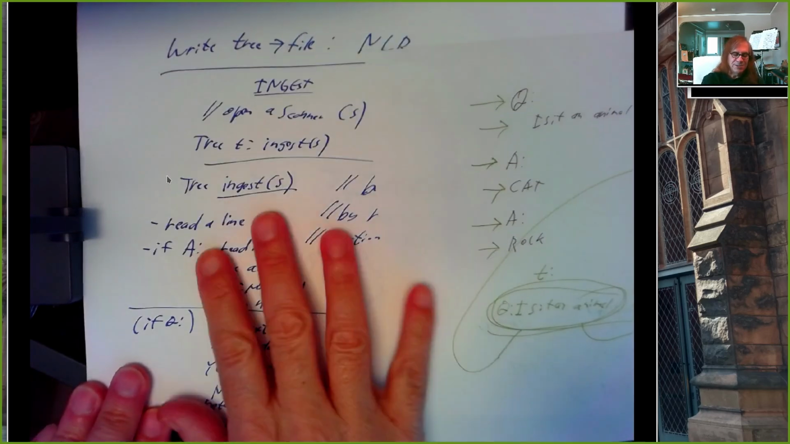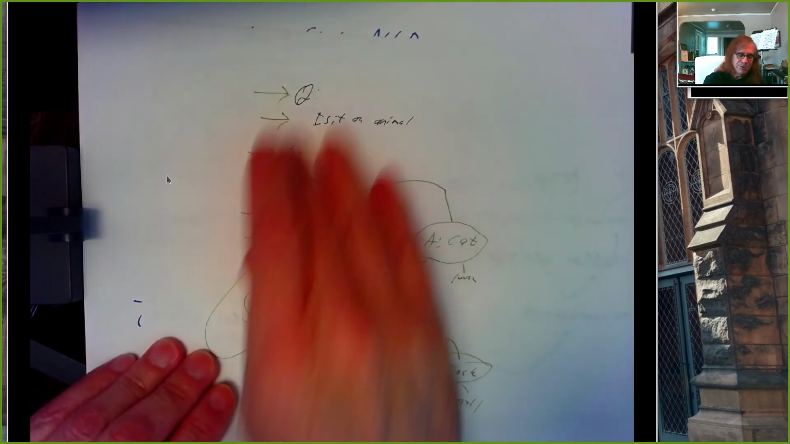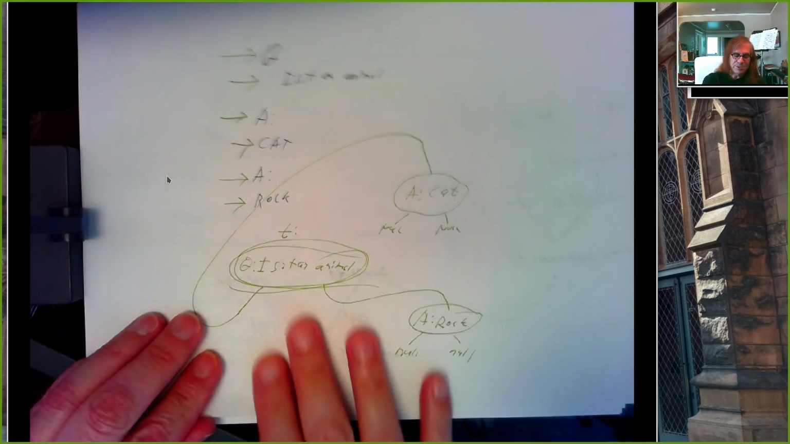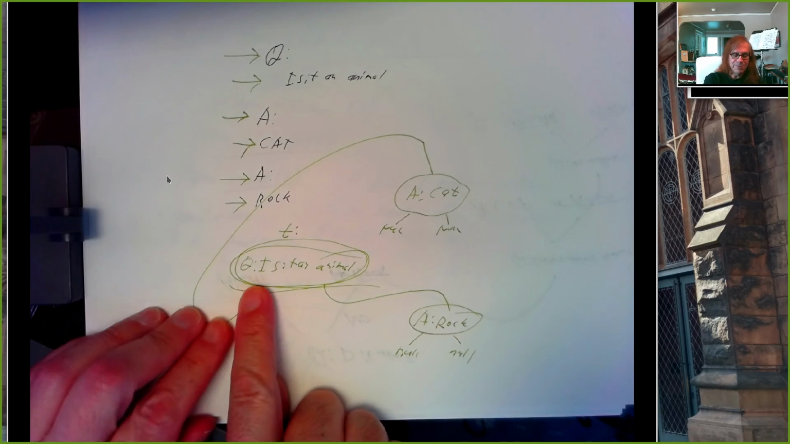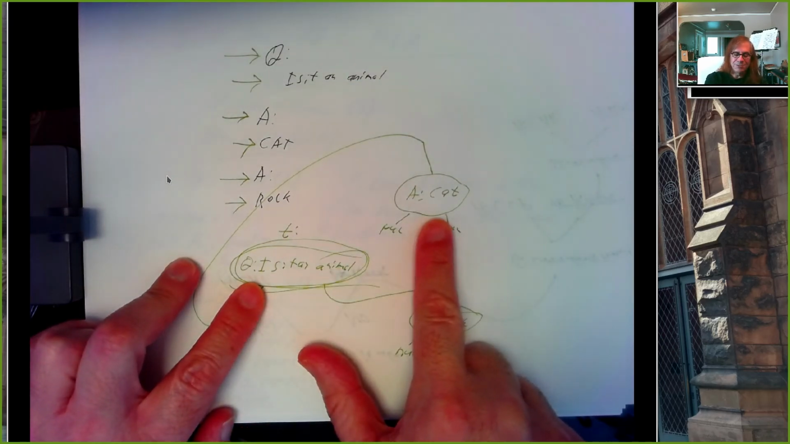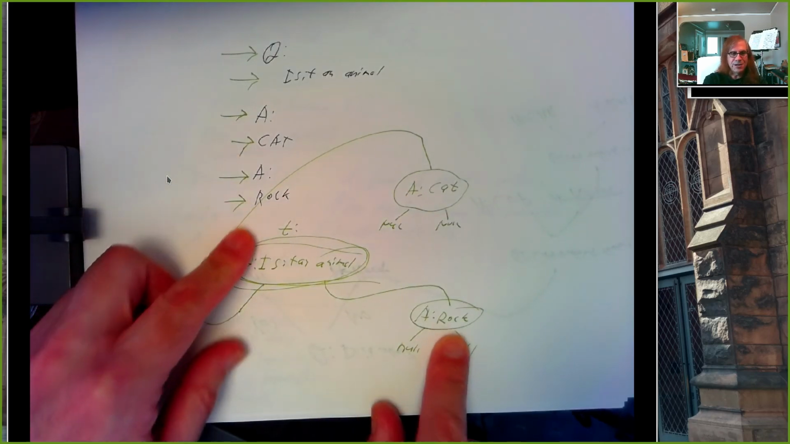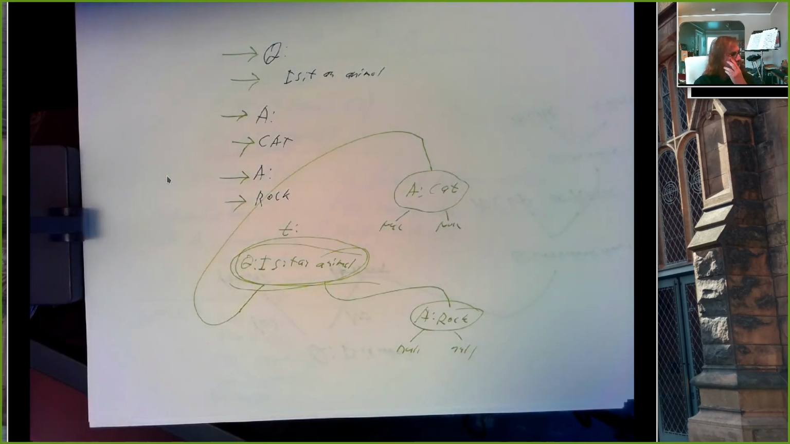All right, so that's how you read in and how you write out. Just do an NLR traversal. So go through this tree, and we would write out the root node first, which is the question, is it an animal? And then we traverse the left tree, which says answer cat. And then we traverse the right subtree, which says answer rock, and there's your file.